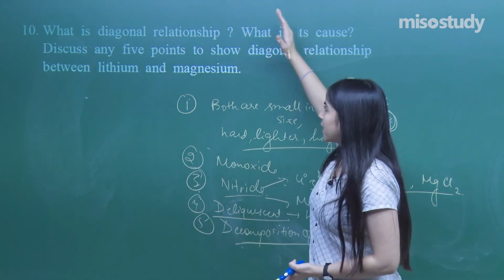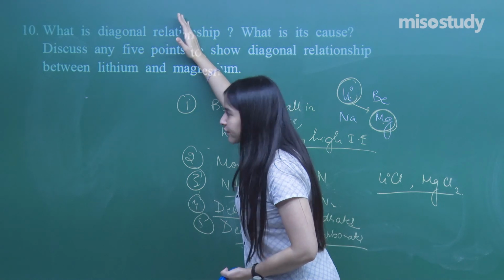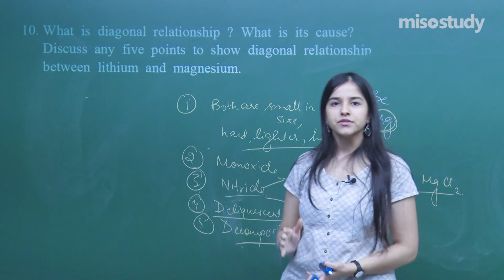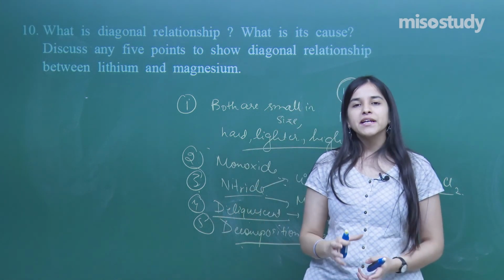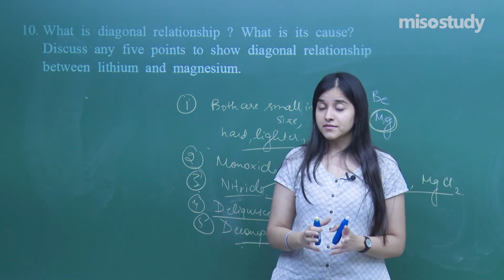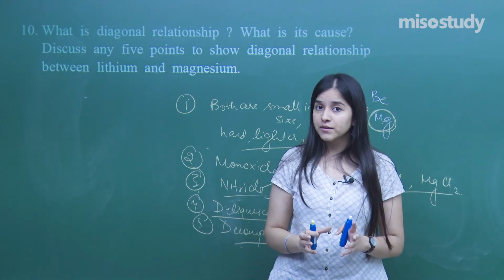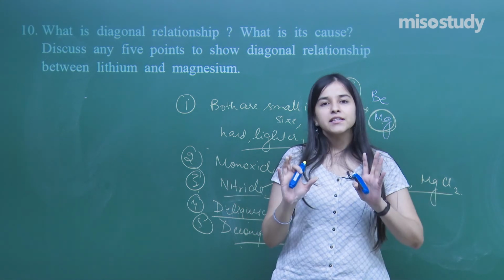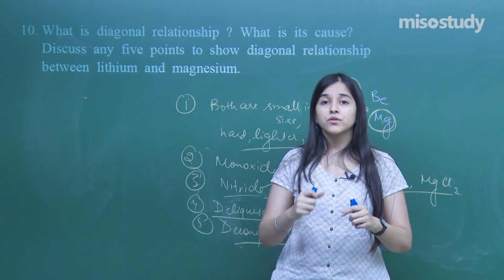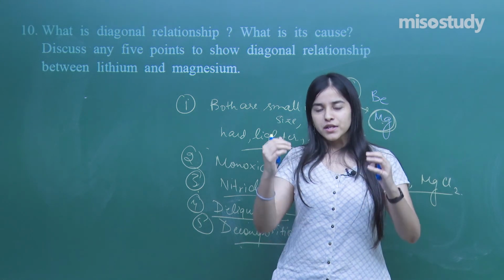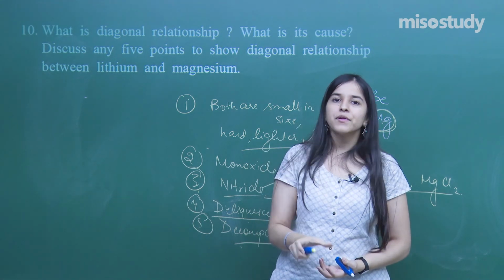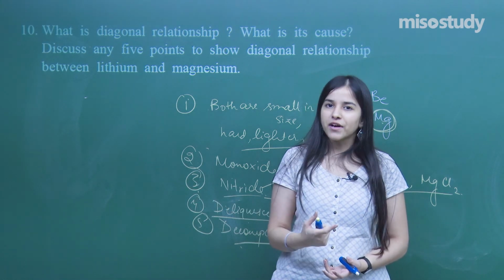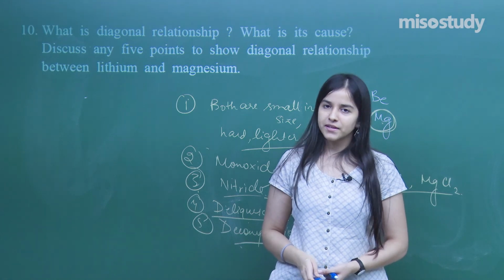Go in a stepwise manner: first the definition of the diagonal relationship, second the cause, and the 5 points that you need to write. I hope everybody has enjoyed this questionnaire round, and again we have done a lot of reasoning here. Just try to revise it once again, and that will give you good marks. Along with that, make simple notes of these reasoning questions that we have done, so that you are able to revise them again at the time of exam. Clear? Have a nice day.